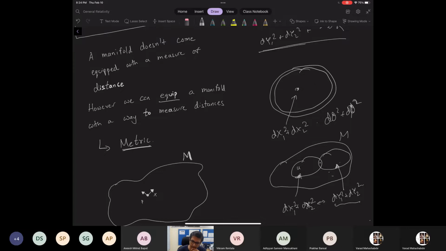For an arbitrary choice of coordinates, it's not obvious that you can do this. Because what you're saying is that if I change coordinates from x's to y's, then this should be true, but it's not obvious that that is going to be true in the overlap region.